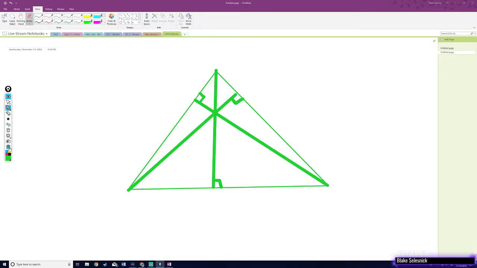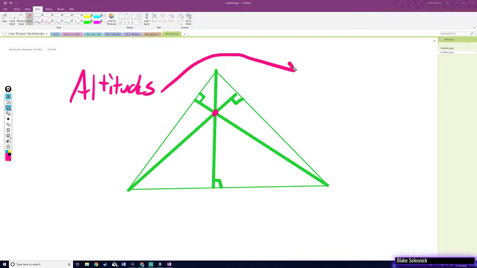And the cool thing about the orthocenter is that there's not a cool thing about the orthocenter. In other words, there's no orthocenter theorem that says something. It's just, there it is. So again, that would be our altitudes. Orthocenter.